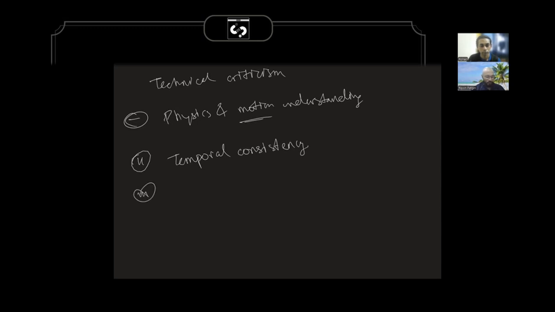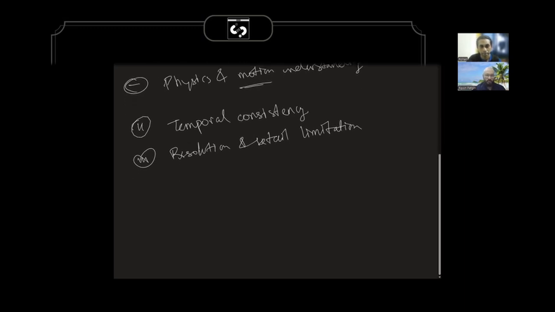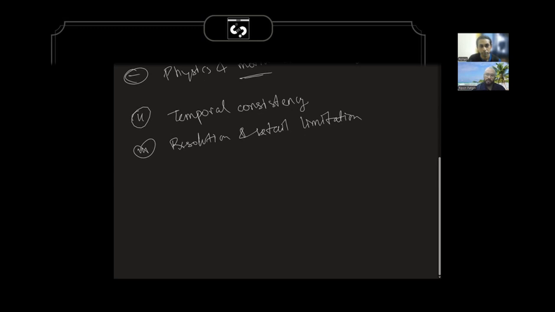Then thirdly, we can talk about resolution and detail limitation. I think most of these video generation models are limited to 1080p. The highest resolution you can generate is 1080p, and that too only for a few seconds, maybe 8 seconds max. And 4K is not possible at all, I think. So that limit is still there, and detail loss is also there.